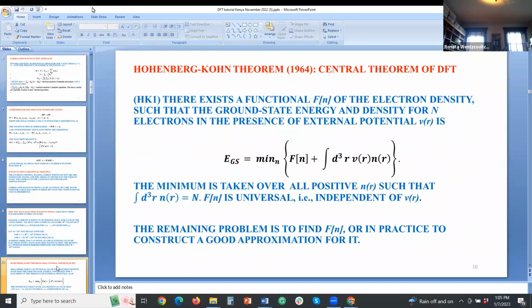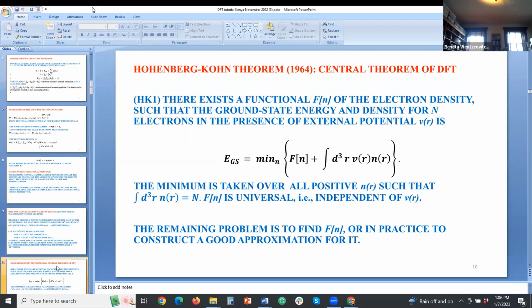If we want to use the density, we have to show that we can use it. And the Hohenberg-Kohn theorem from 1964 shows that that is indeed possible. This is the central theorem of density functional theory. The Hohenberg-Kohn theorem consists of 2 parts.